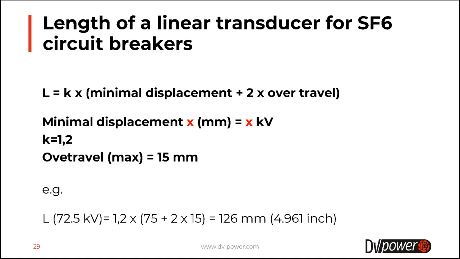Also, a calculation should include over travel during closing and over travel during the opening operation. Usually, over travel during the closing operation is longer, and it's about 15 millimeters on both sides. So, according to this formula, the needed length of transducer should be 126 millimeters. This value needs to be rounded up to the first bigger size of the transducers available.